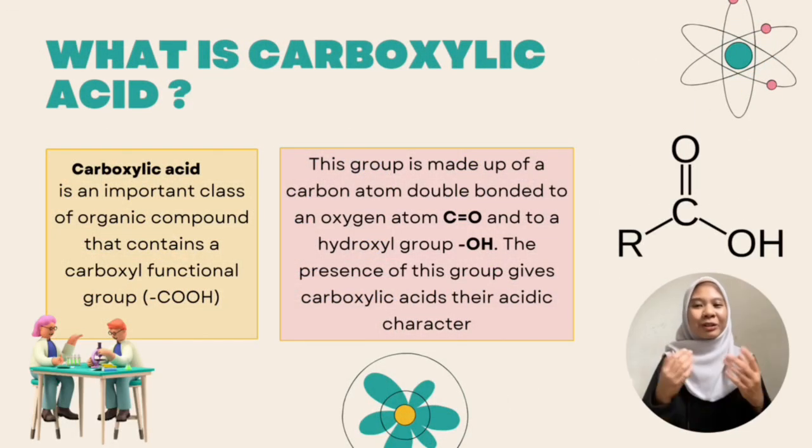Do you guys know what carboxylic acid is? Carboxylic acid is an important class of organic compound that contains a carboxyl functional group, which is COOH. This group is made up of a carbon atom double bonded to an oxygen atom, C=O, and to a hydroxyl group, OH. The presence of this group gives carboxylic acids their acidic character.